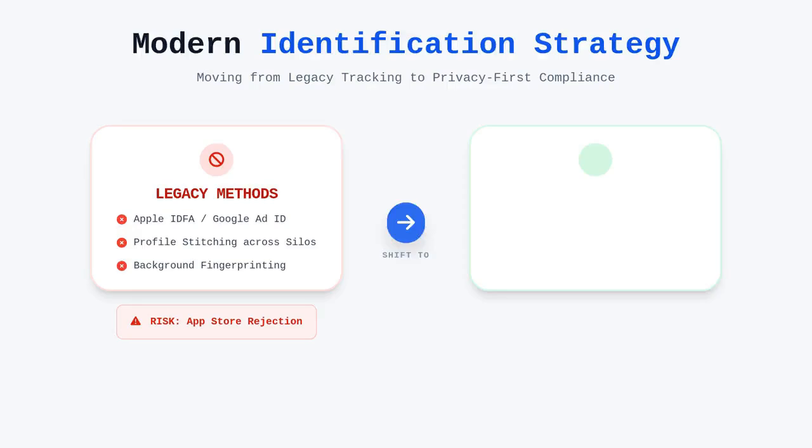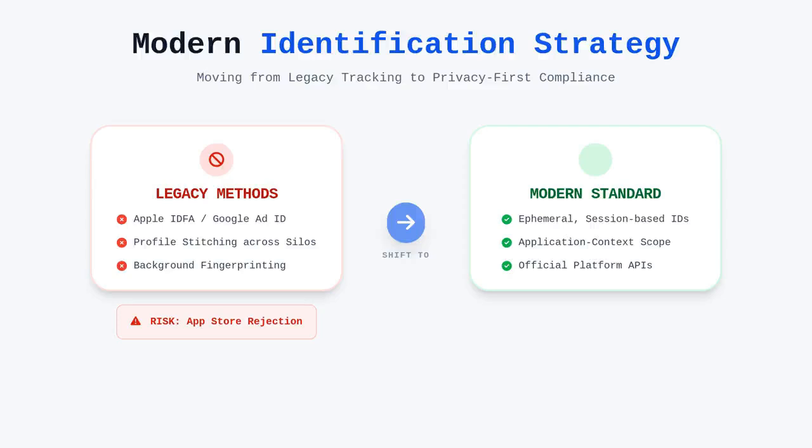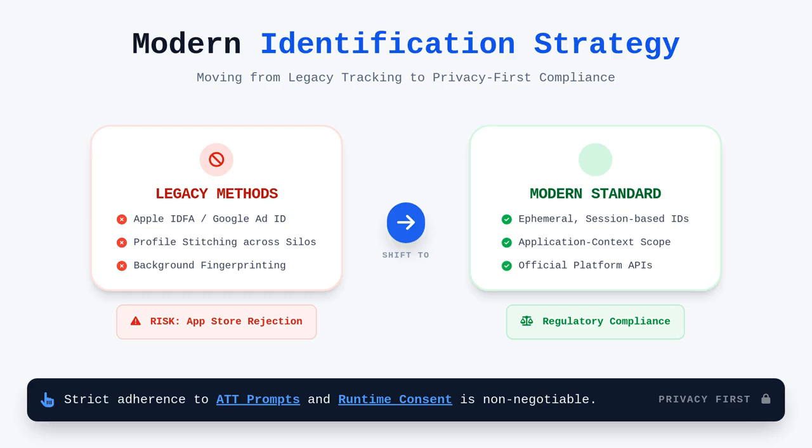Instead, move toward ephemeral, session-based identifiers that exist only within your primary application context. When you must facilitate advertising, ensure your implementation utilizes the official platform-provided APIs that request consent at the appropriate runtime moment, rather than attempting to bypass these controls through background fingerprinting, which is explicitly prohibited by mobile distribution policies.